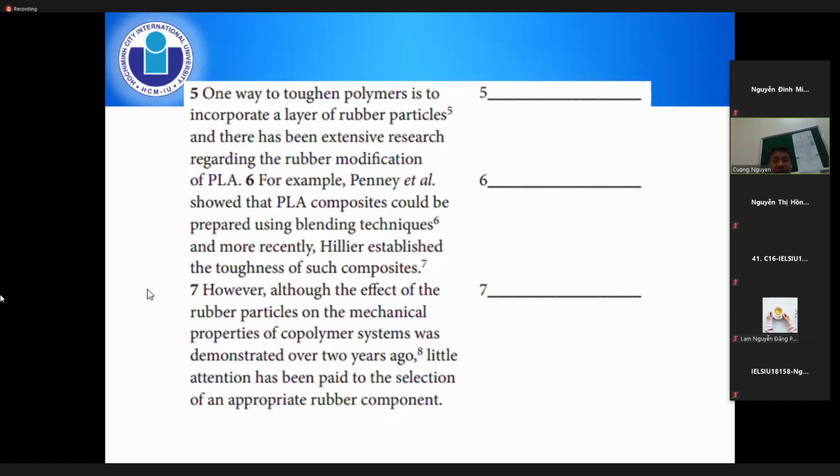For example, someone published a paper with 5 colleagues or 5 students in a group. When you cite the name in your paper, you cannot write 5 family names there. It is a waste of time. So you just say the main author and et al. That means there are some other people involved in that particular publication as well. So Penny et al. showed that PLA composites could be prepared using blending techniques. And more recently, Hillier is one scholar as well. So actually number 6 is a mini literature review.